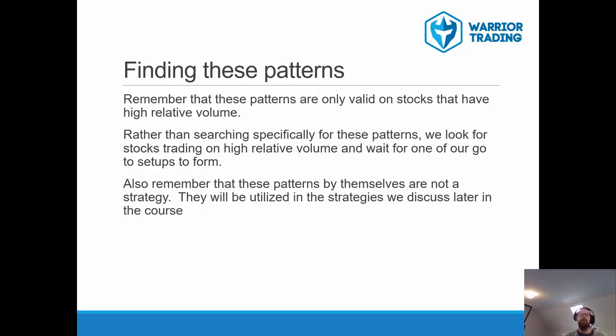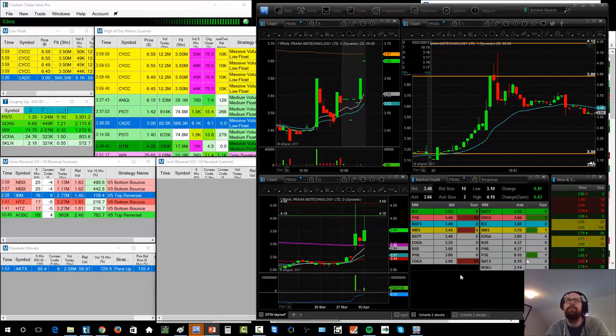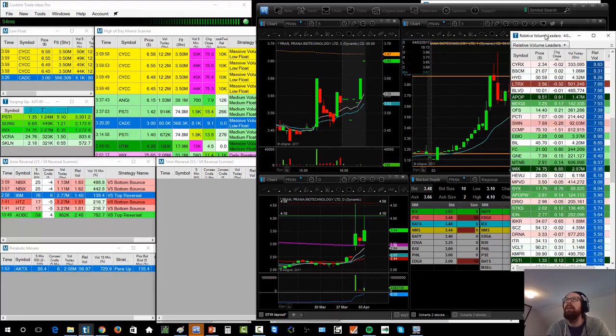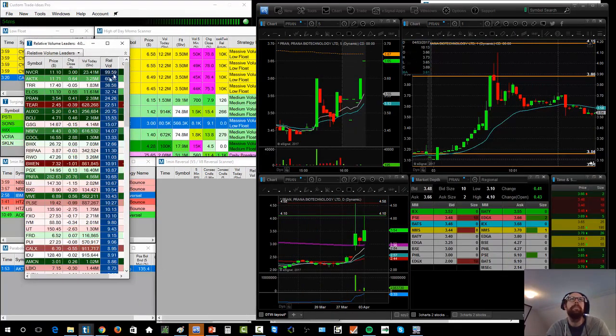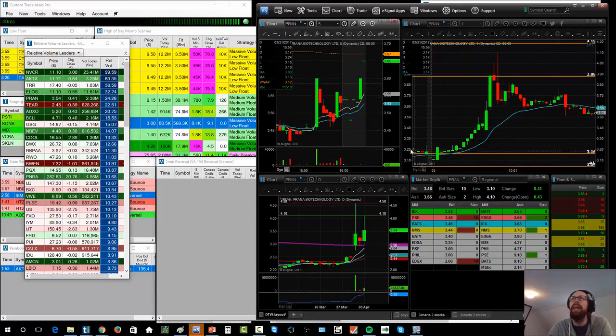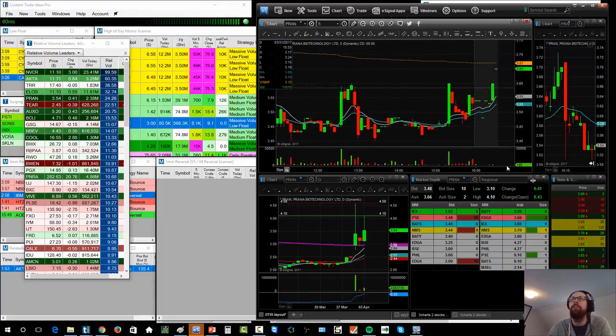So when you look for these patterns and you look for examples of them on stocks, what you should do is you should look at the stocks with the highest relative volume. So let me pull up my scanner here for a second. We'll look at the relative volume leader scanner. So this scanner here, I'll put it over the side. Relative volume leaders. So these are the types of stocks that had high volume today that we should be looking at for these chart patterns.